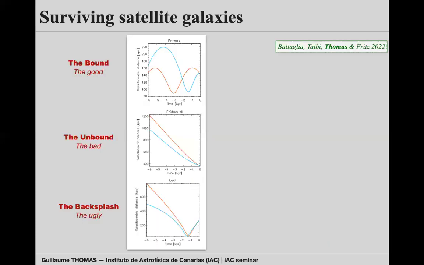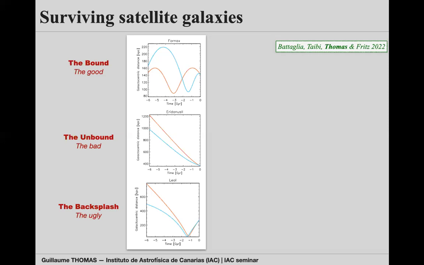And so there are typically three types of galaxy, in reference to the nice movie: the good, the bad, and the ugly. Let's say the bound one is a galaxy which, regardless of the potential you take, is bound to the Milky Way for a very long time. That's the case of Fornax, for example. You can clearly detect a pericenter and apocenter, and it's going to oscillate like this forever and ever if you trace back.